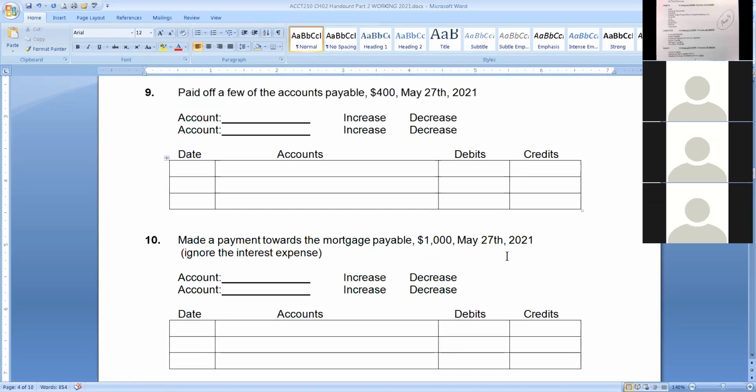Okay. Paid off a few accounts payable, $400. So would one be cash? Yep. Cash and then accounts payable. So cash would be decreasing. And then wouldn't accounts payable also be decreasing? Yep. Yeah, these are both going down. Yep.